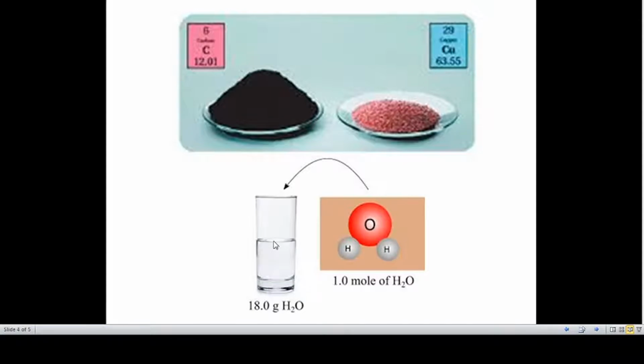How is that possible? Well, think about it. Different atoms are different sizes. Some atoms are light and some atoms are heavy. Some atoms are big and some atoms are small. So you can see that not only are they of different masses, but they also take up different amounts of space, even though they all contain the same number of particles.